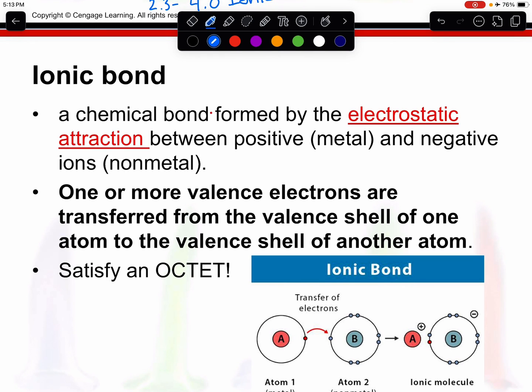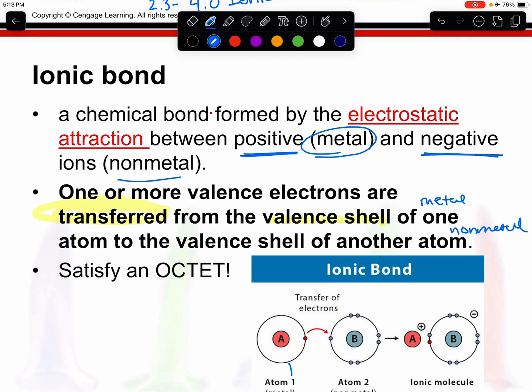All right, so let's focus ourselves a little bit more on ionic bonding. We just did covalent bonding. An ionic bond is a chemical bond formed by electrostatic attraction, a term I said to you a little bit earlier in this video. Again, that's just a fancy way of saying the positive is attracted to the negative. So the positive part of the metal, when it loses an electron, is attracted to the negative of the nonmetal when it gains one or more electrons. So again, the big term here is transferred. One or more valence electrons are transferred from the valence shell of one to the valence shell of another. Remember that one is a metal and it's going to a nonmetal, typically.